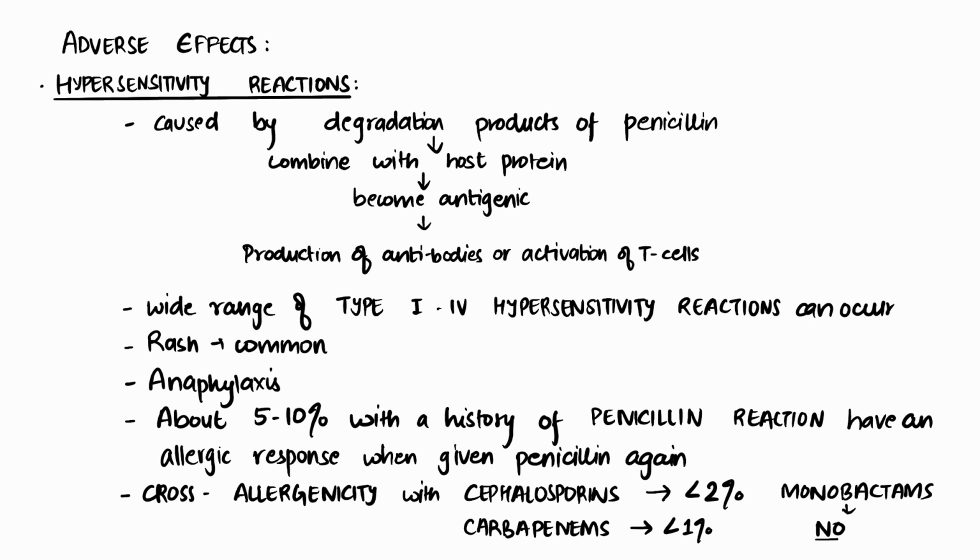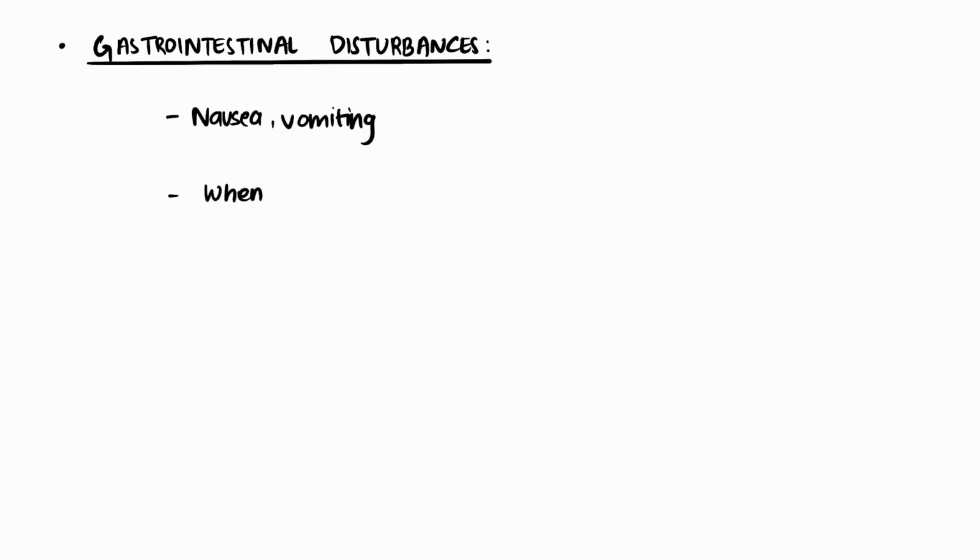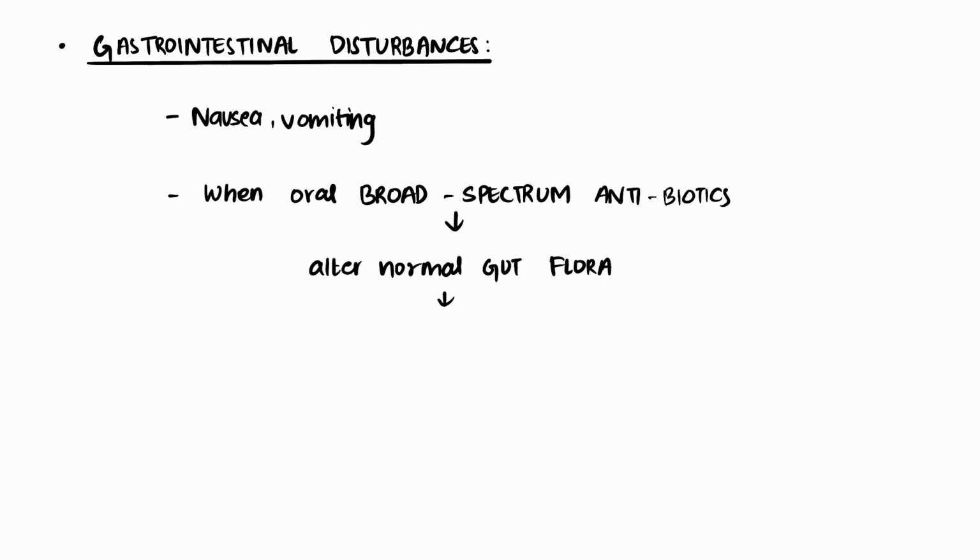The other very common adverse effect with penicillins is gastrointestinal disturbances, which include nausea and vomiting. And sometimes when given orally, penicillins, particularly the broad-spectrum ones, can alter the normal flora in the gut. This can result in pseudomembranous colitis caused by Clostridium difficile. And this concludes our discussion about penicillins for today.